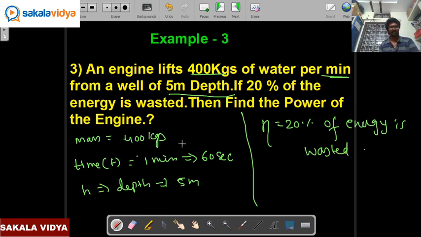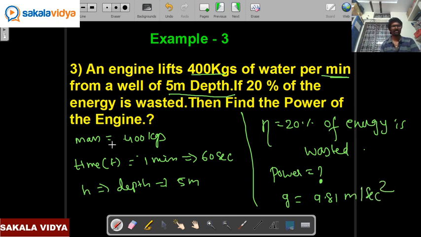So find the power of the engine. So power of the engine is equal to how much? Where you have to use acceleration due to gravity as 9.81 meter per second square. So what is given in the question? Mass is given, time period is given, depth is given, efficiency which is wasted is given, but what you have to find? Power.